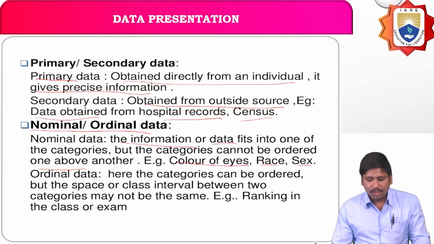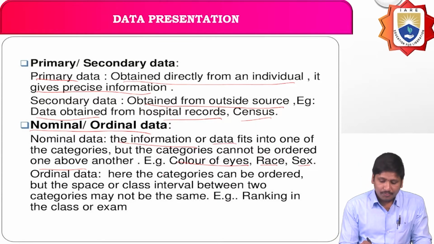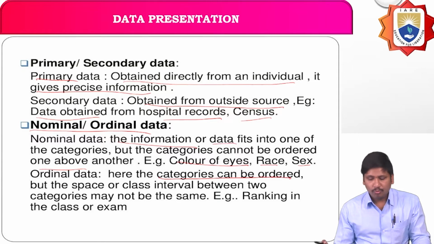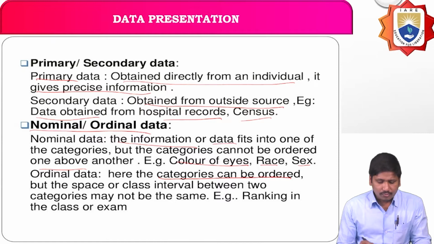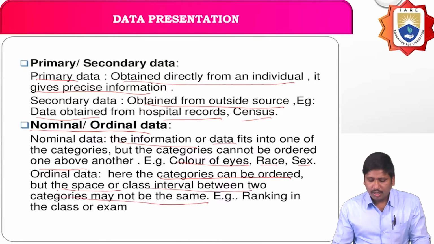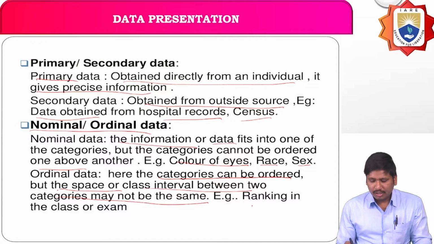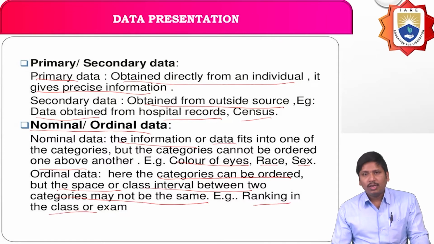And then ordinal data. Ordinal data means here the categories can be ordered. So there is one particular order maintained for the categories, but the spaces and class intervals between the categories may not be the same here. So there may be some class intervals between two categories, but they need not be the same. Suppose, for example, the ranking in the class or exam.